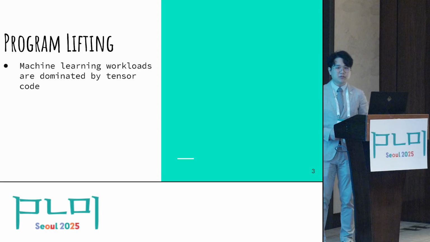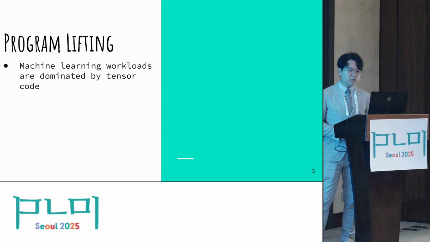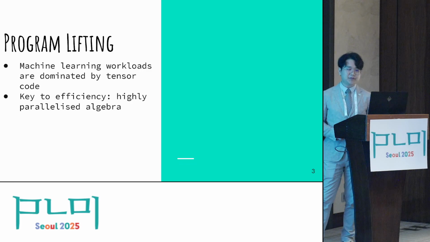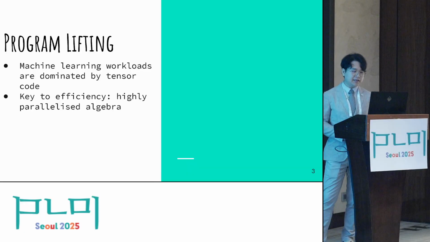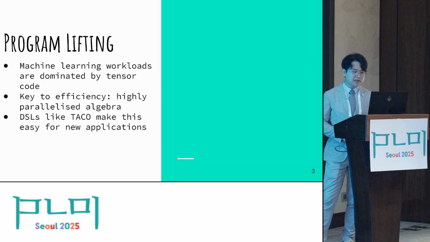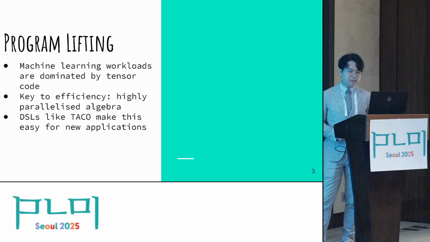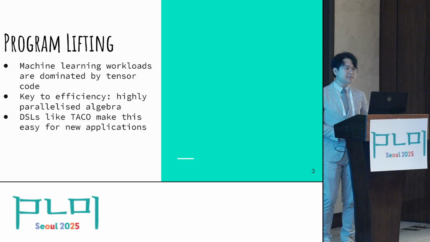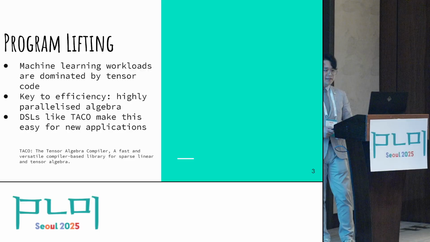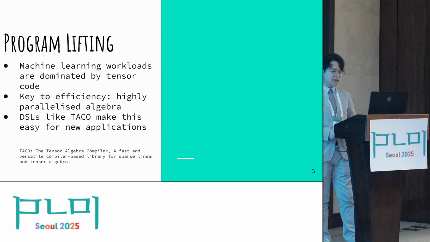In the machine learning world, workloads are dominated by tensor code. And the key to efficiency is highly parallelized algebra. DSLs like Taco make this easy for new applications. Taco is the tensor algebra compiler, a fast and versatile compiler-based library for sparse linear and tensor algebra.